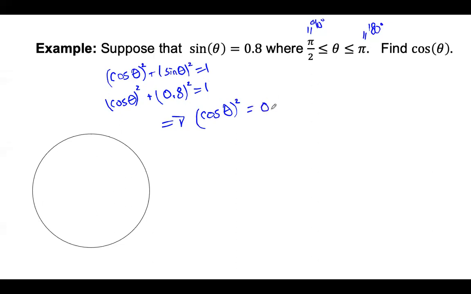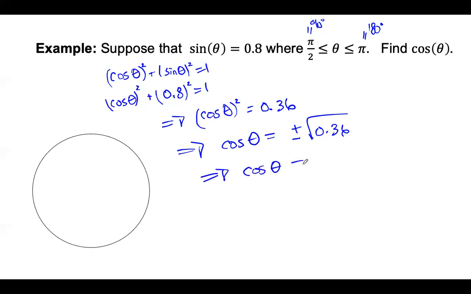So it's 0.36. Then we take the square root. So we get plus or minus the square root of 0.36. This implies the cos of this angle is plus or minus 0.6. So which is it? Is it positive or negative?